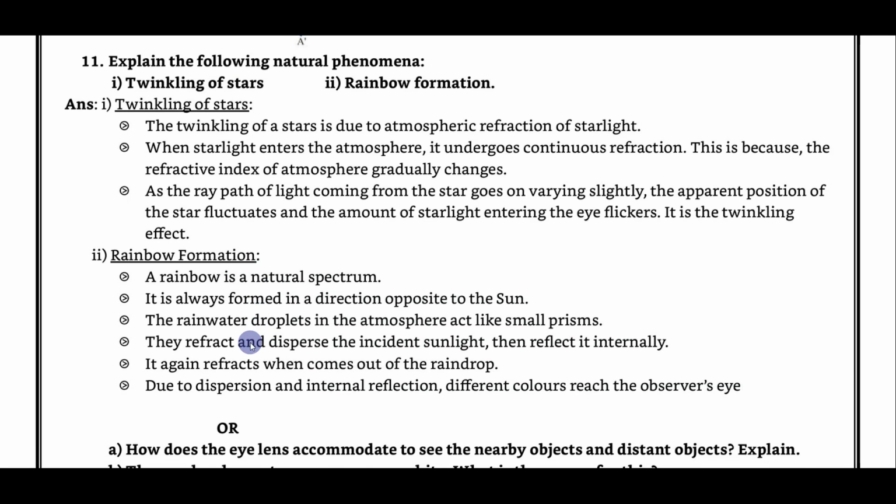Rainbow formation. We know that a rainbow is a natural phenomenon. It is formed in the direction opposite to the sun. The rainwater droplets in the atmosphere act like what? Small prisms. The rainwater droplets act like small prisms. They refract and disperse the incident light, then reflect it internally, and it refracts again when it comes out of the raindrop. So because of dispersion, that is splitting of white light into its constituent colors, the rainbow is formed.